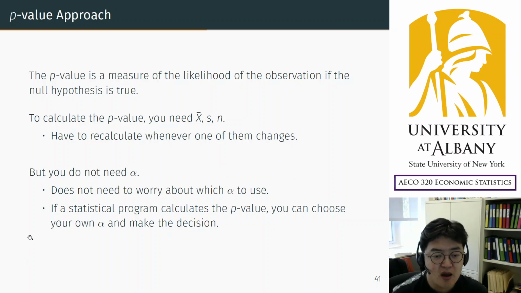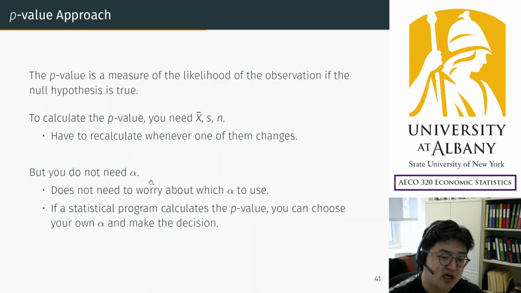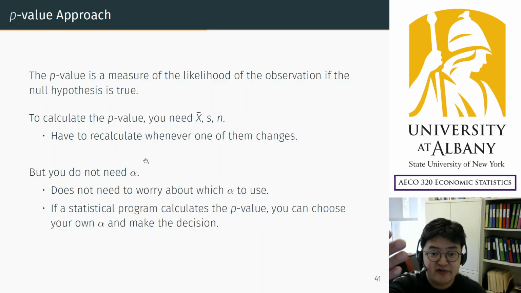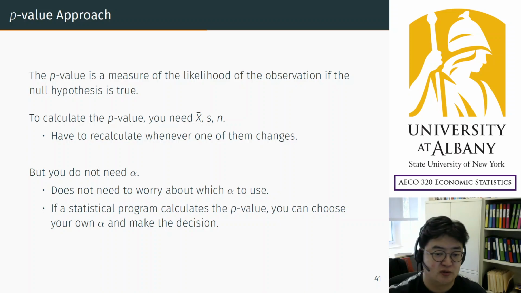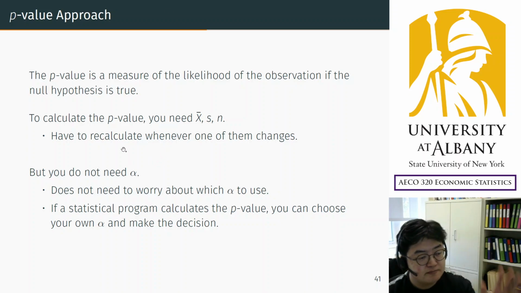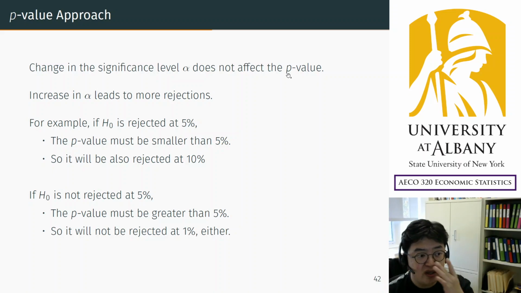Usually a statistical program calculates the p-value for you, and then it is your choice how much you are going to reject. So alpha is your choice. Given the p-value, compare that to the significance level of your own, according to how strict you want to be. So that's the basic method. Finally, alpha does not change the p-value. The p-value depends only on the data.